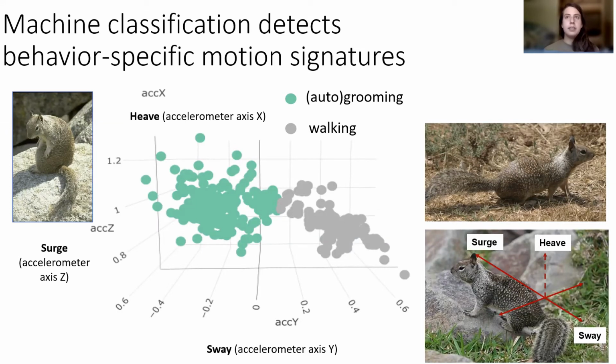And it's possible to train the machine learning algorithms to detect and recognize patterns and behaviors because each behavior performed by an animal has a specific motion signature. So this figure, taken from data collected during one of the focal follows, really illustrates that point. So here we see how autogrooming and walking really look different from one another. So there is variation within each behavior, but they're more clumped with their own behavior.